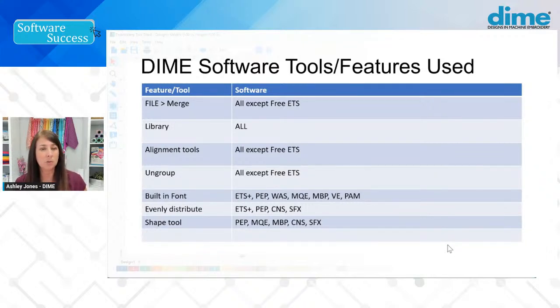The alignment tool, so we're talking bottom align, top align, center align, left, right align, is in every Dime software except for the free version. Ungroup, that's what I use to ungroup those designs so that I could edit it and delete parts and pieces. So if you ungroup, that is in all of our Dime software except for the free embroidery toolshed.